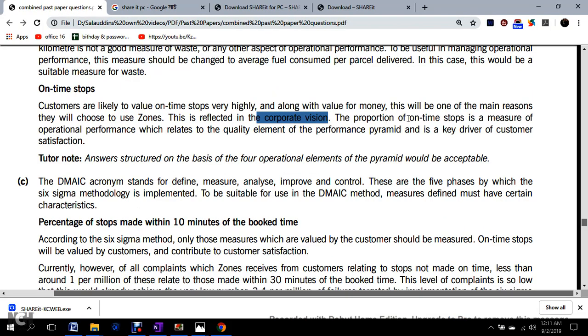The proportion of on-time stops is a measure of operational performance which relates to the quality element of the performance pyramid and is a key driver of customer satisfaction. On-time stops is a key driver for achieving customer satisfaction.